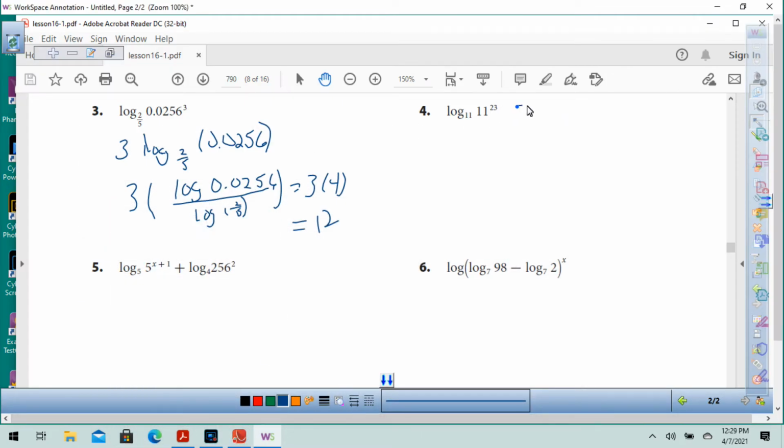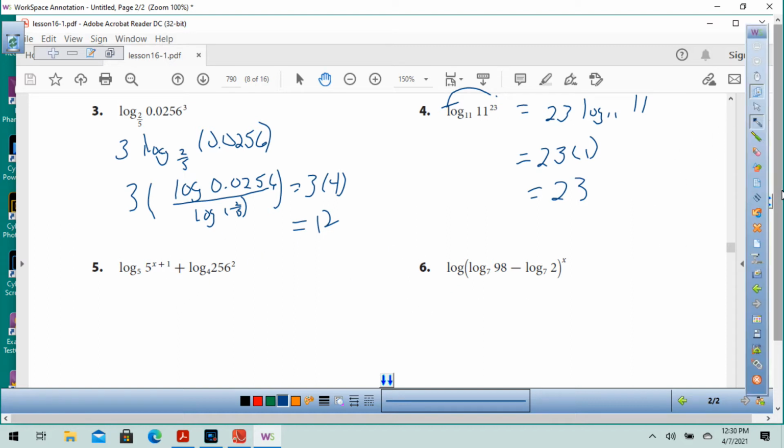Now, look at here, that's going to be 23 times log base 11 of 11, and log base 11 of 11 is just 1, so that's going to be 23 times 1, and that equals 23. So the exponents, you move around to the front and then multiply.